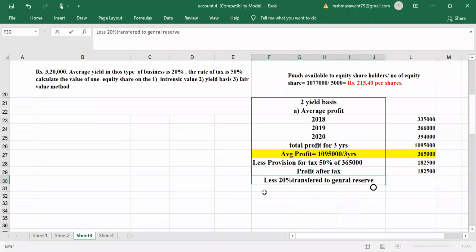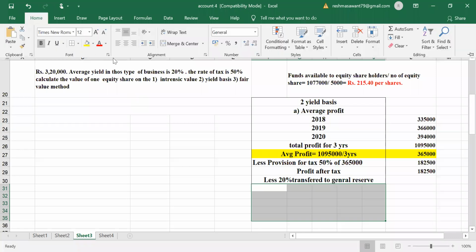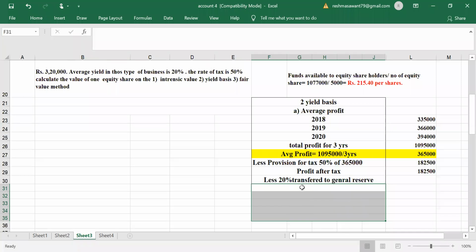20% of which amount? Make sure this is your profit after tax, and 20% of profit after tax must be transferred to general reserve. So what is the amount? Less, in bracket, transfer 20% of 1,82,500, bracket close. 36,500. So the amount of transfer to general reserve is 36,500.